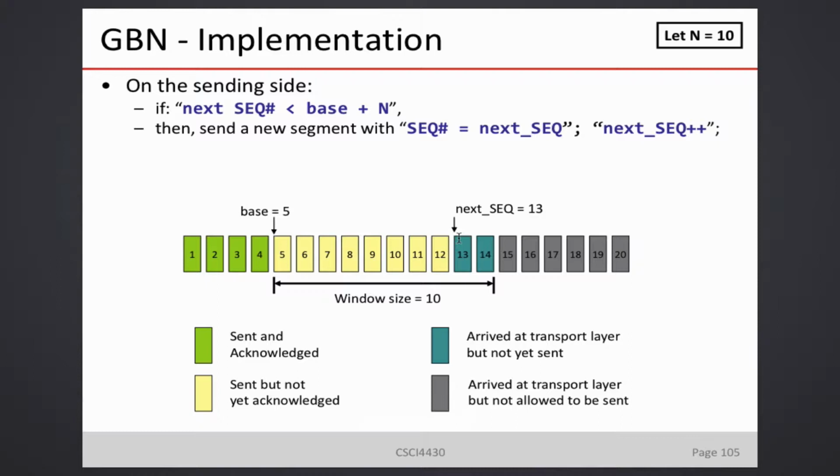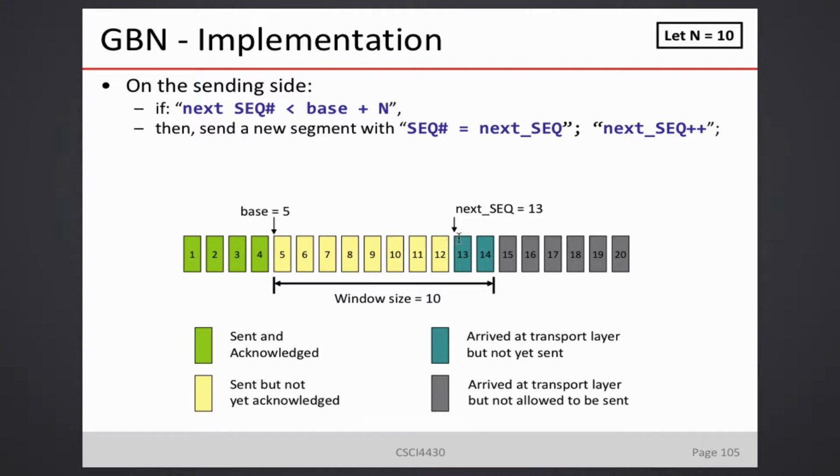So what are the variables here? We have a base, the minimum sequence number of the packets that I have sent but without any acknowledgement coming back. That is the base. And the next sequence number, which means the largest segment or packet that I have sent plus 1.